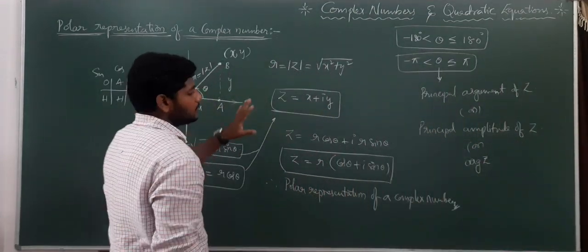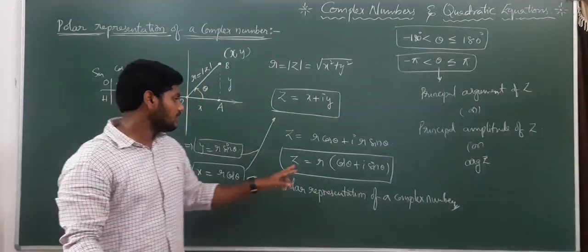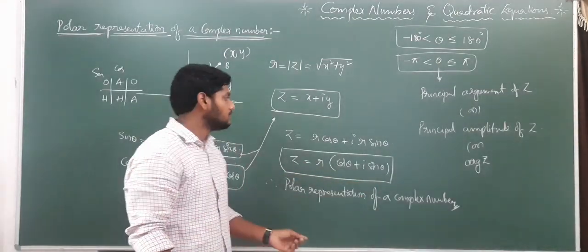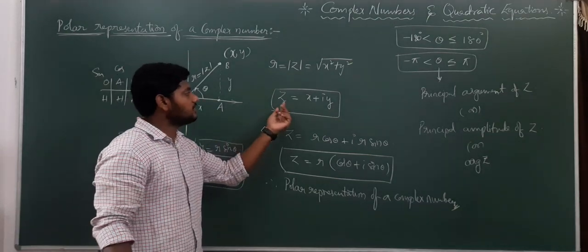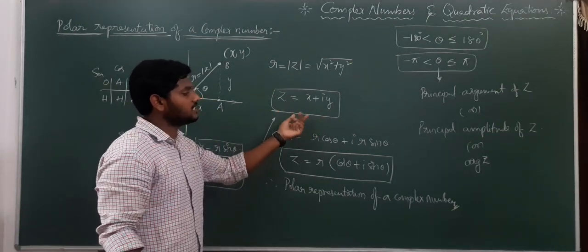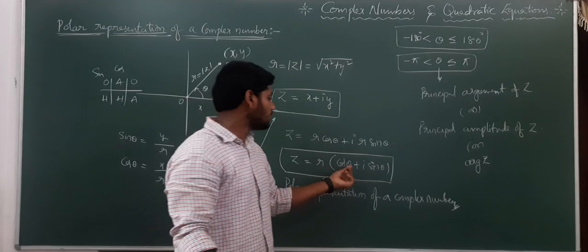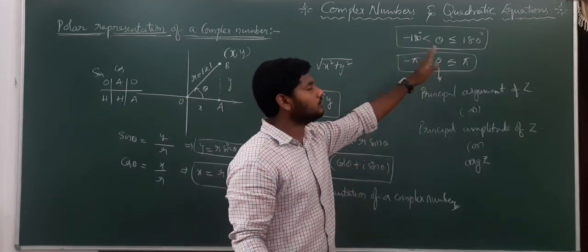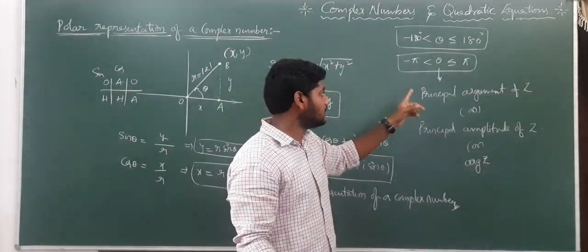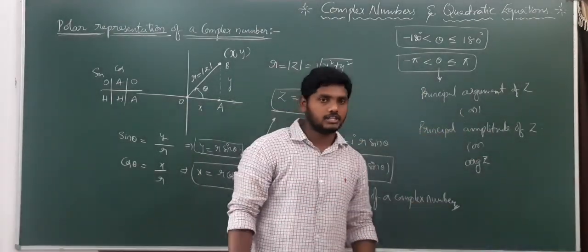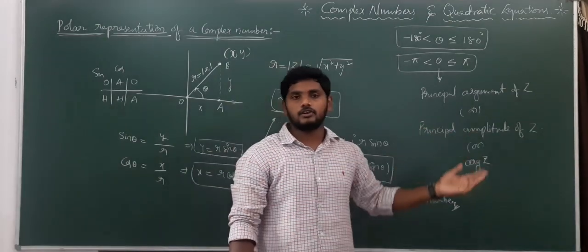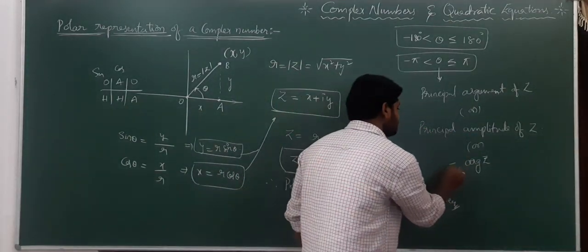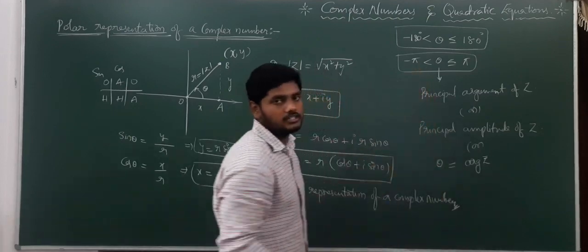Understood? See, the polar representation of a complex number is z is equal to r into cos theta plus i sin theta, right? Which is in the form of either z equal to x plus iy or a plus ib, like that. But while writing the theta value, it should always be between minus 180 and 180 degrees. Then that theta is considered the principal argument of z, or principal amplitude of z, or simply arg of z. This is nothing but theta. In this range only it should be.